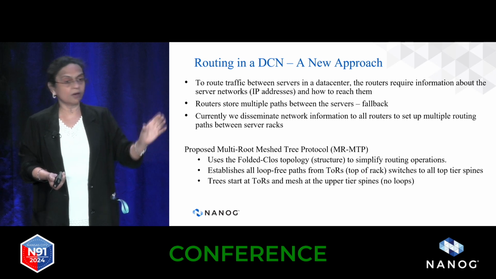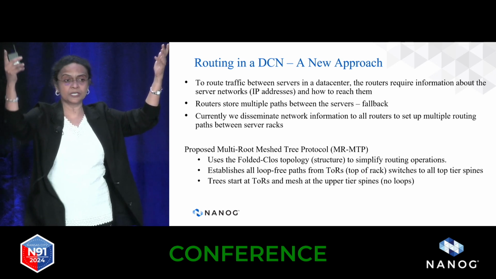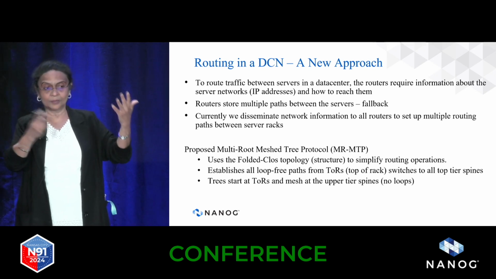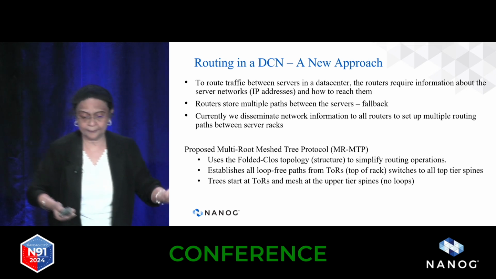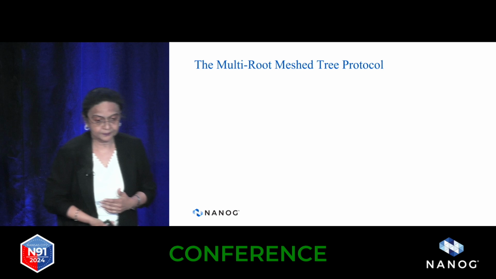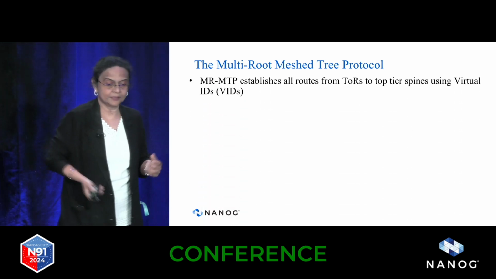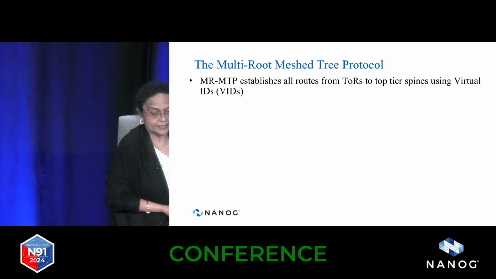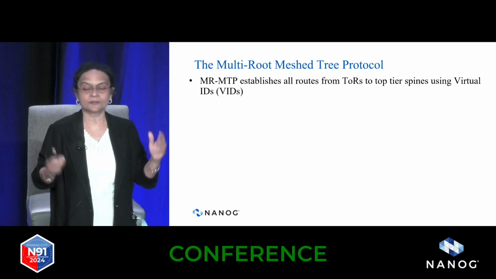So every TOR is a tree root, and you have the tree originating from the TOR to all the spines, and these trees from the different TORs mesh. And that's where you're able to establish all the paths. So I'll just continue to use the acronym from now on. MR-MTP establishes all routes from the TORs to top-tier spines.